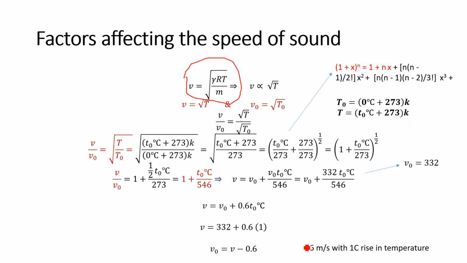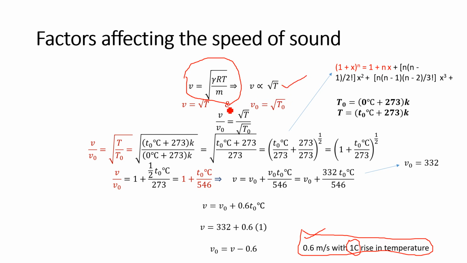Here is the conclusion: if we raise the temperature by 1 degree centigrade, it will increase the velocity of sound wave by 0.6 meter per second. Now we are going to prove how the velocity of sound wave increases with increase in temperature. From this equation we know that velocity is directly proportional to the square root of T, where T is the temperature of the air or the gas through which the sound wave is passing.